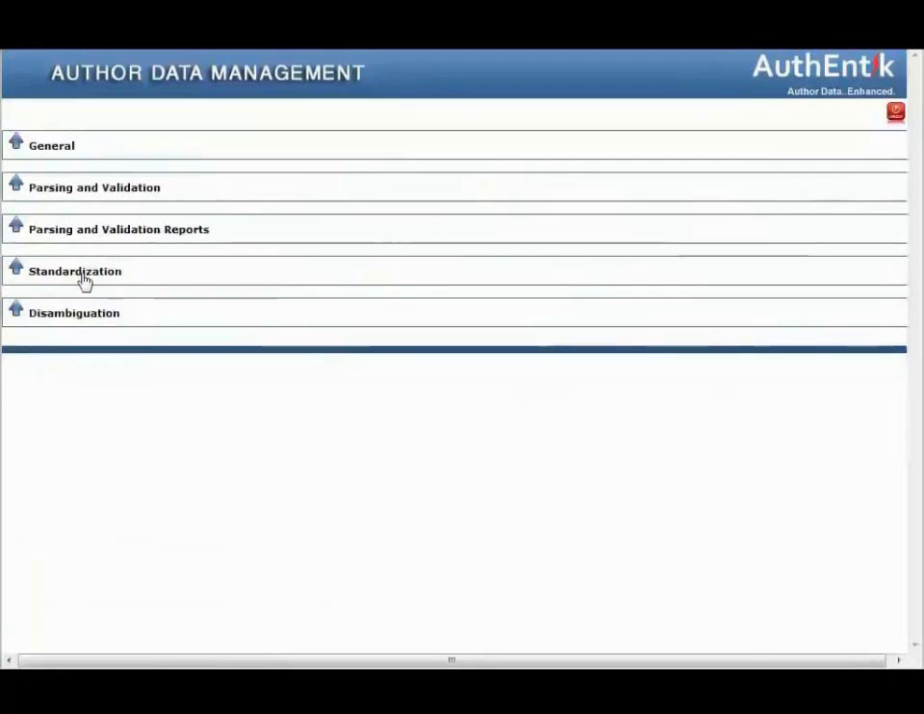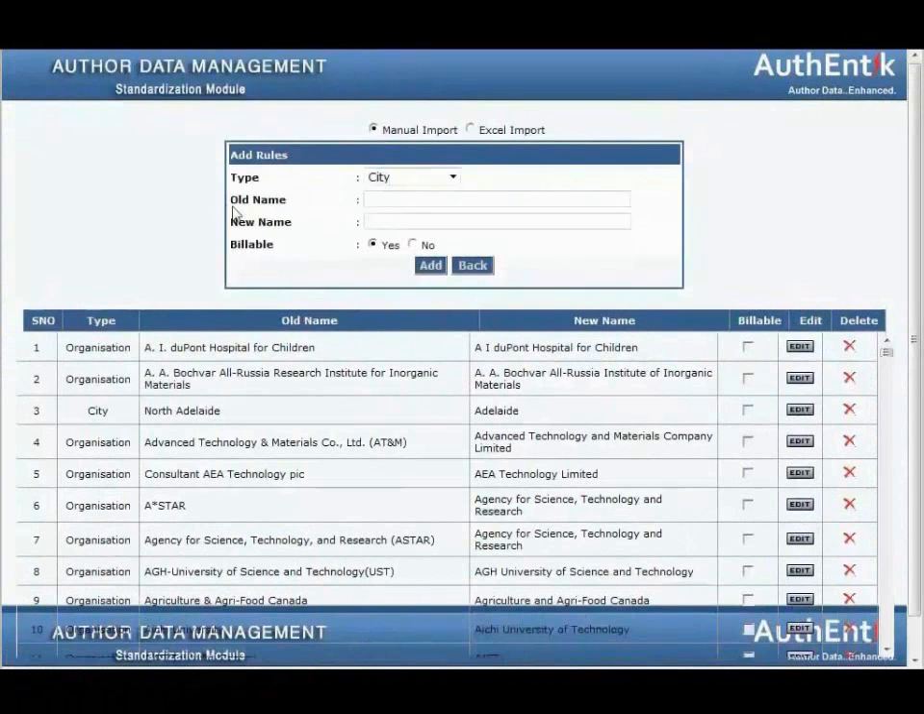Standardization module. The organization, city, state, and country information are represented in different ways. In this module, such information will be standardized based on Scope's repositories for organizations and international standards for city, state, and country. Scope has a thesaurus which will be automatically updated based on the correction done on this screen each time.